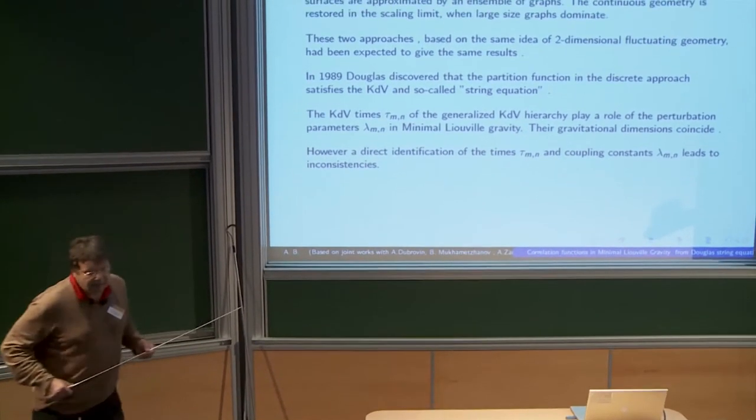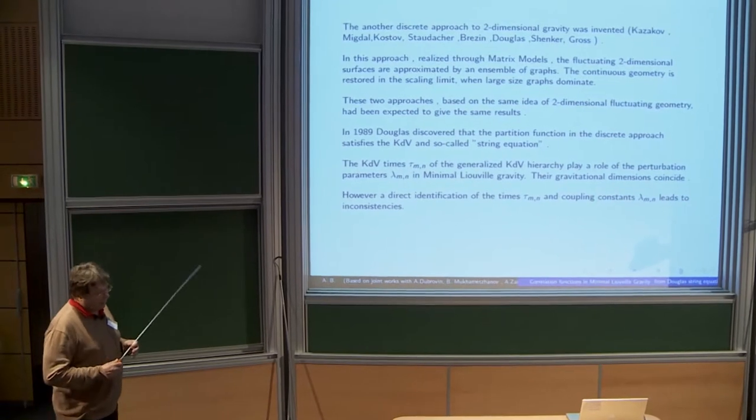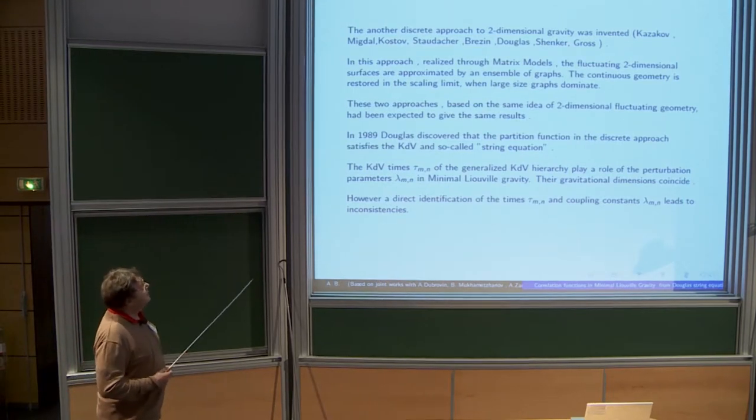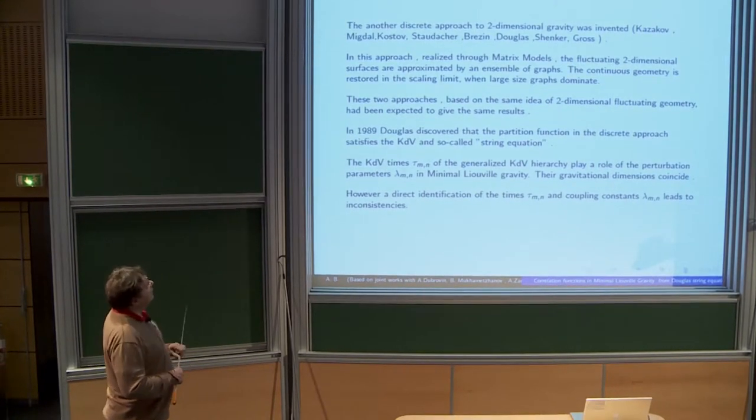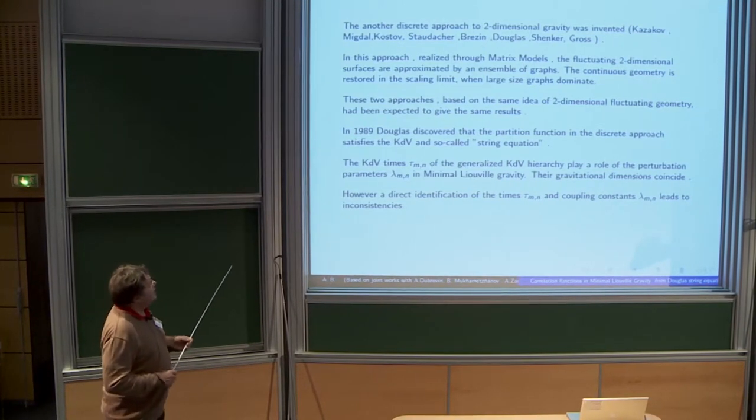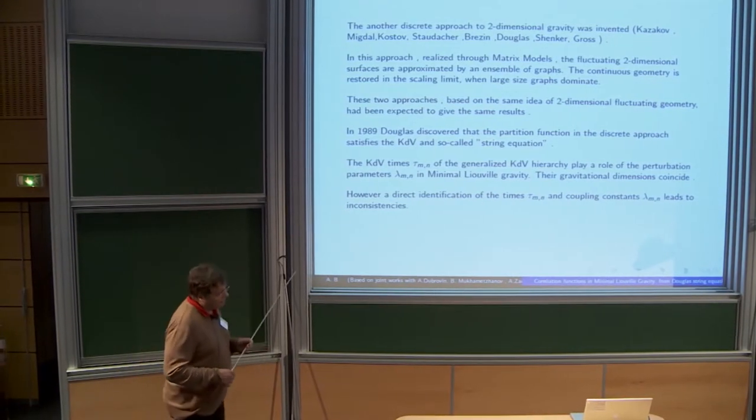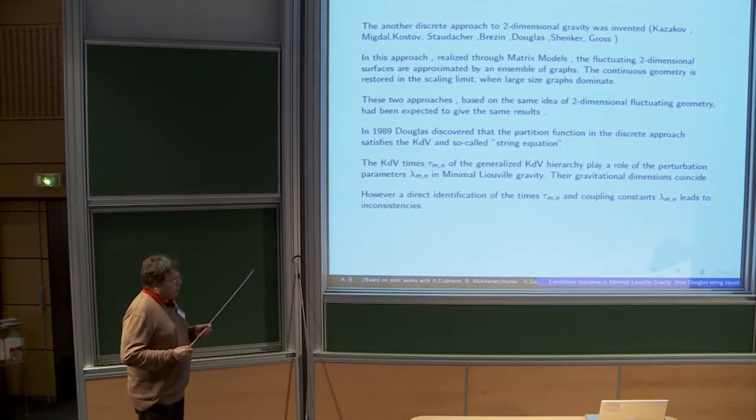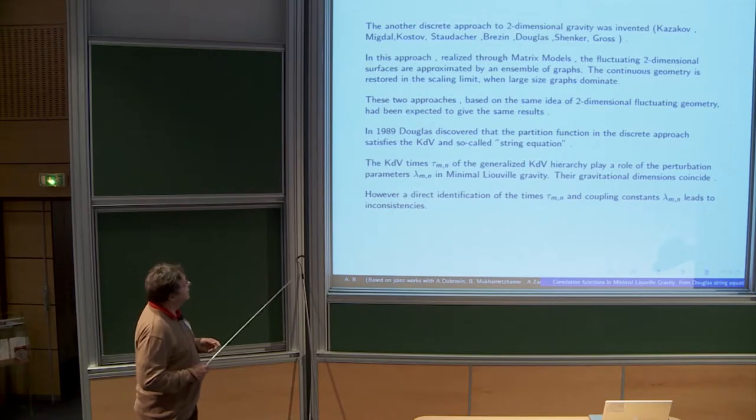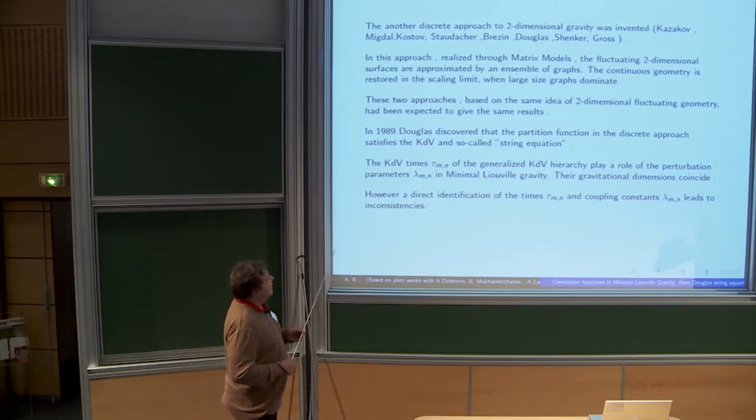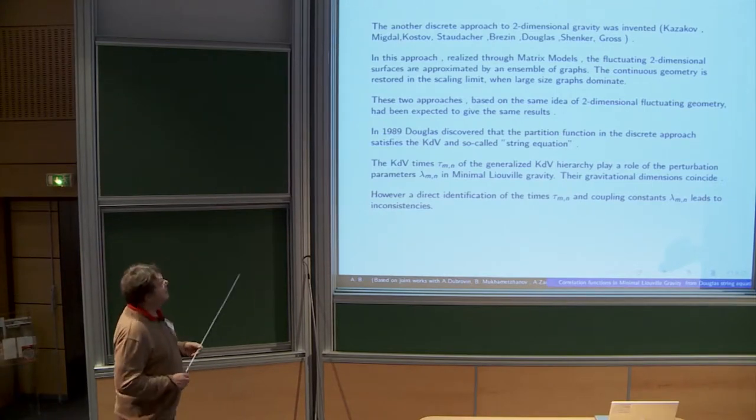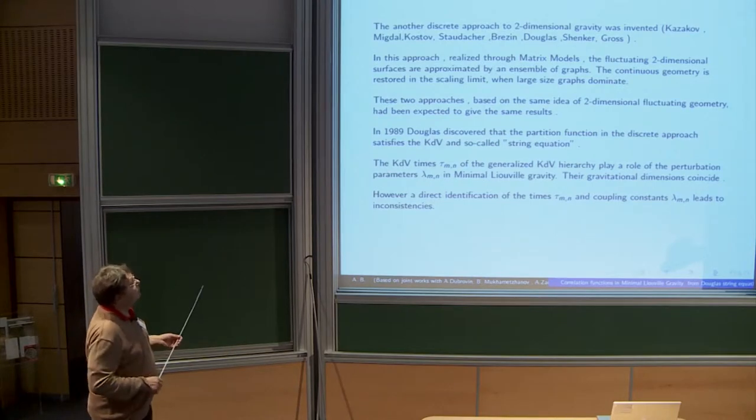In this approach we tried to compute these numbers by direct calculation of the integral over moduli space. Another, discrete approach to two-dimensional gravity was invented by many people, like Kazakov, Migdal, Kostov, Staudacher, Brezin, Douglas, Shenker, Gross. And in this approach, which is realized through matrix models, we describe fluctuating two-dimensional surfaces as an ensemble of graphs. And in the continuous limit, we expect that these two approaches give the same result near the critical point.